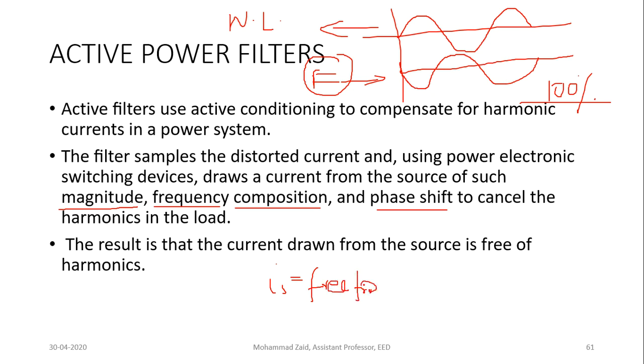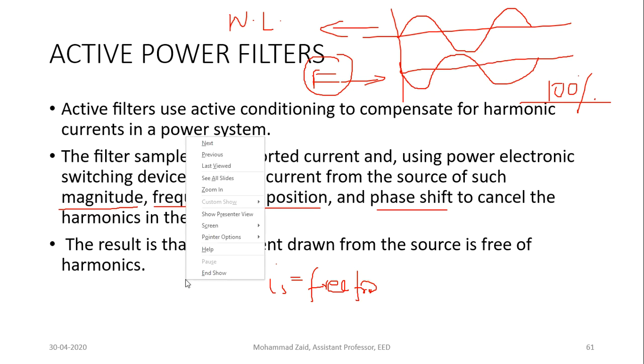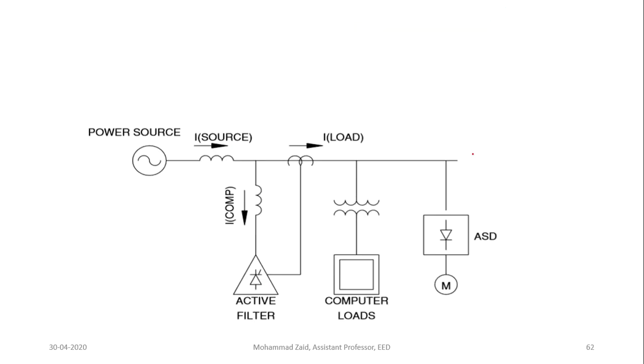In passive filters, because there was no switching device, 100% cancellation was not possible, since you cannot control the current. Basically in passive filters you are giving a path to the current so that it does not go into the source side. Here, very close to 100% cancellation is happening. So this is the principle of operation.